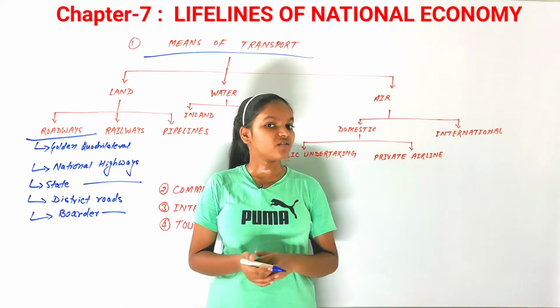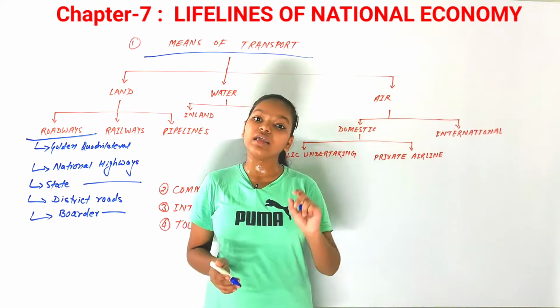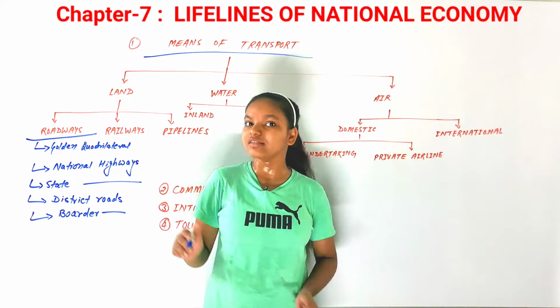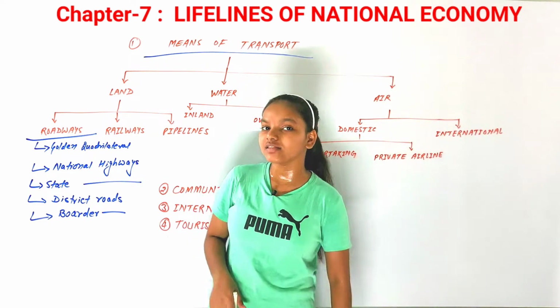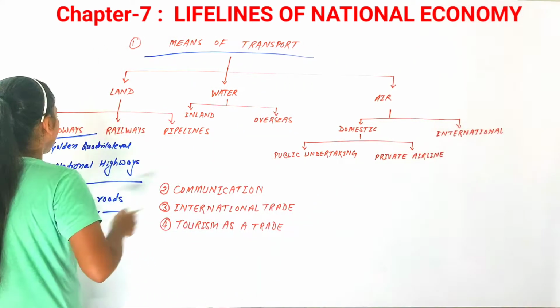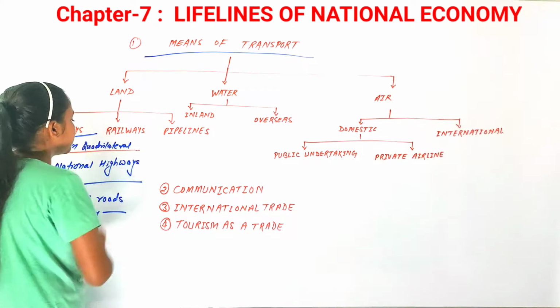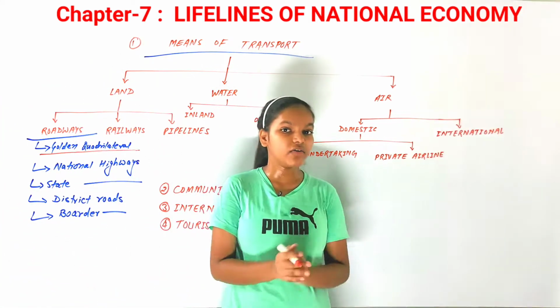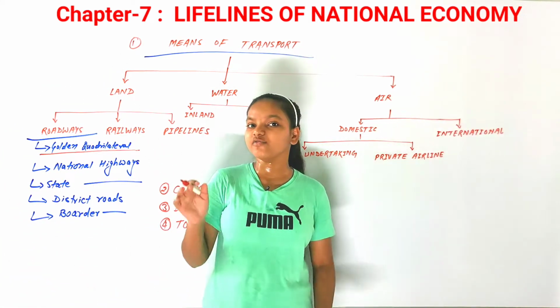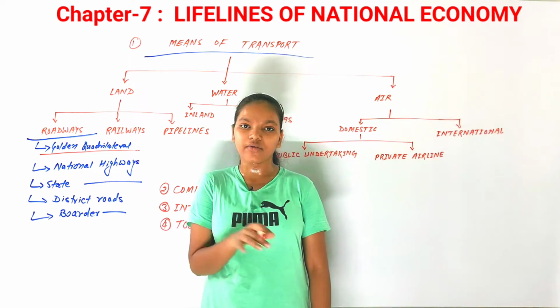Now there can be some classification of roadways. There can be 6 classifications of roadways that we are going to discuss. The first classification could be golden quadrilateral. Golden quadrilateral superhighways is the first classification of roadways in our country.